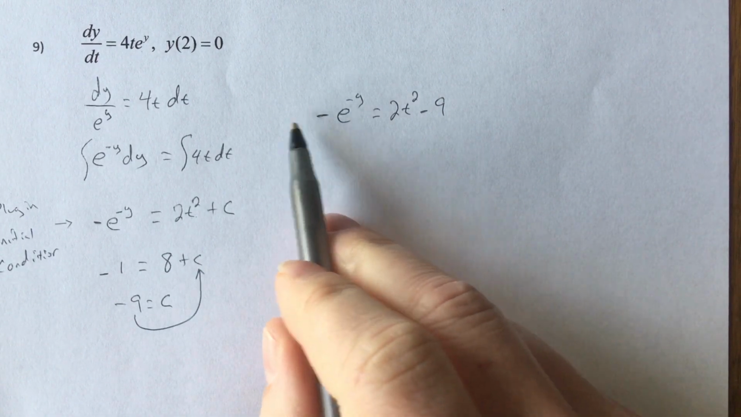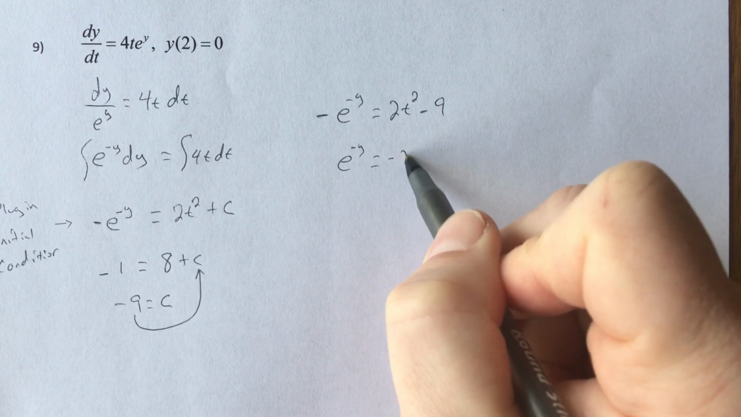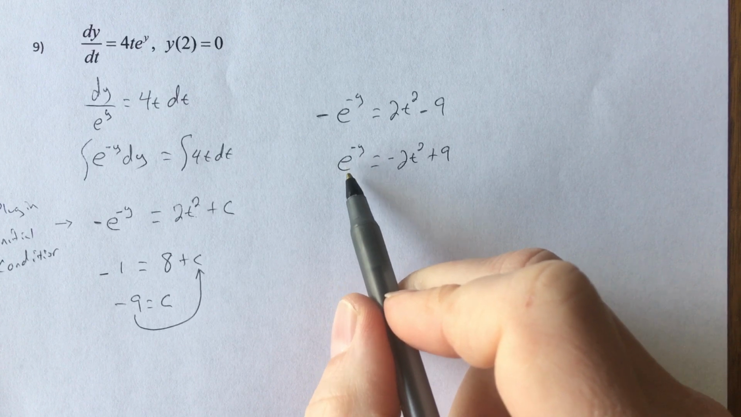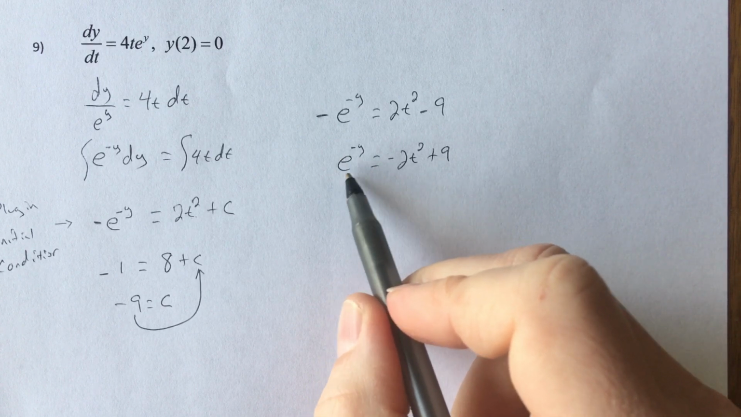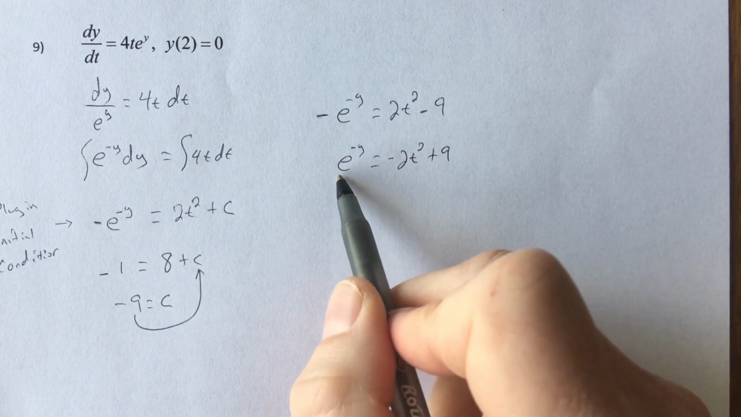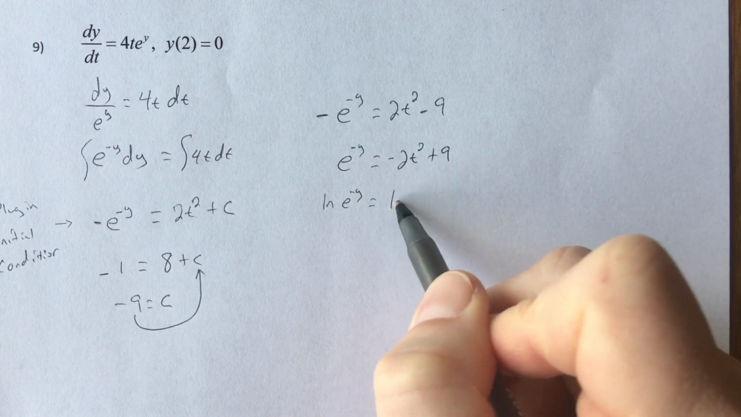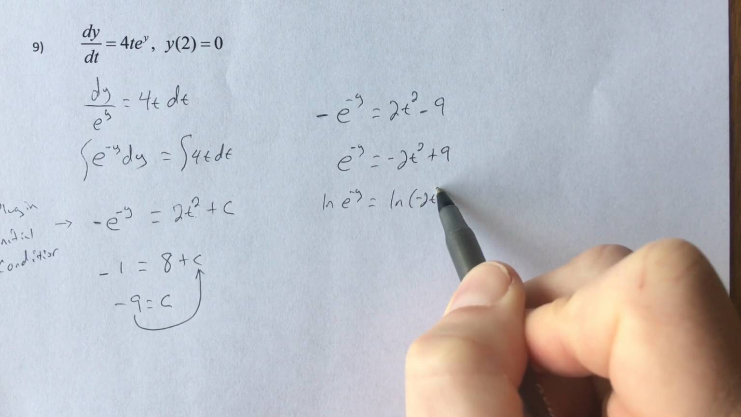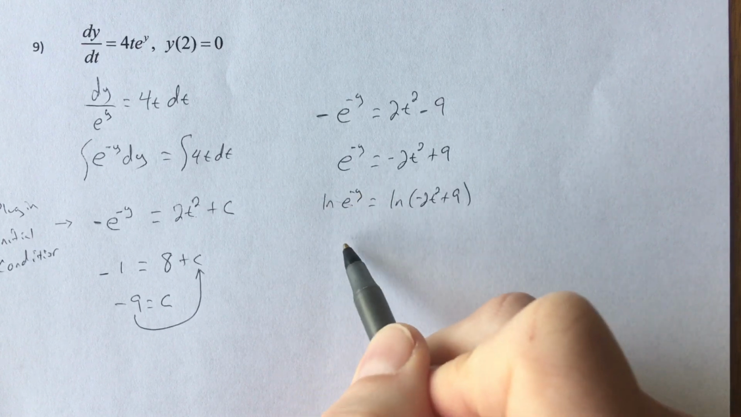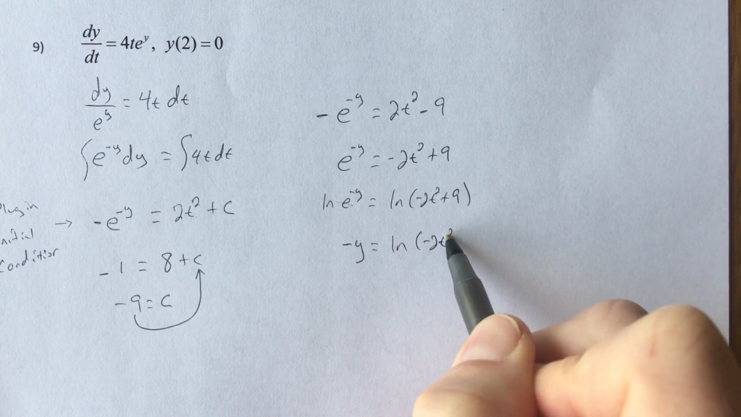Let's go ahead and get rid of this negative. We're going to multiply everything by negative 1. So e to the negative y equals negative 2t squared plus 9. Now you've got to get rid of the e. So you've got to think about opposites again. What's the inverse of raising a power to e? And that would be the natural log. So we're going to take the natural log of both sides here. Natural log of negative 2t squared plus 9. And the natural log of e cancels. We're going to get negative y equals the natural log of this.